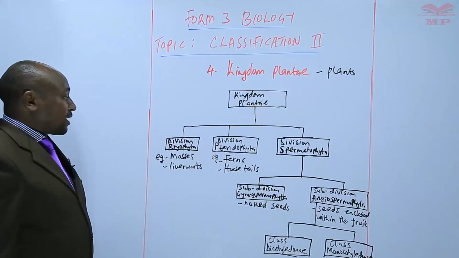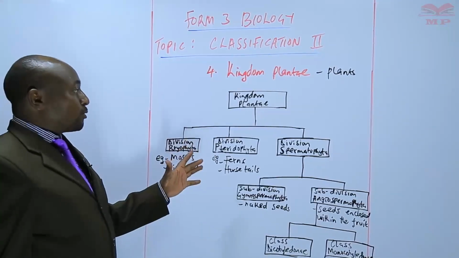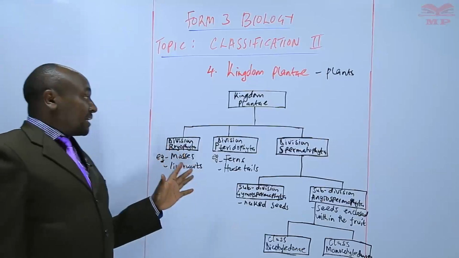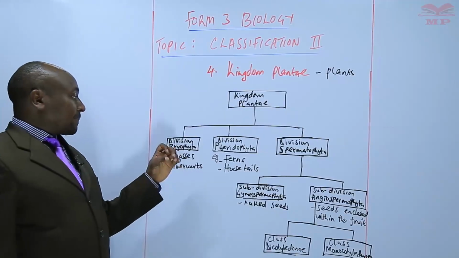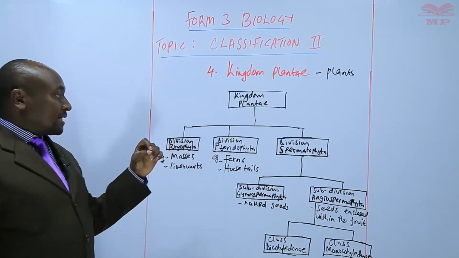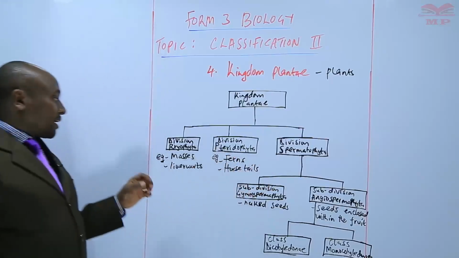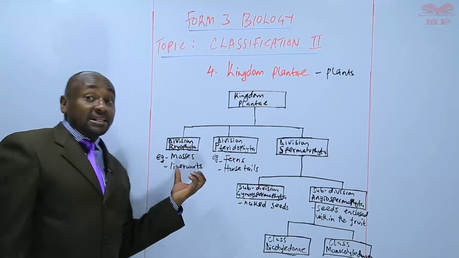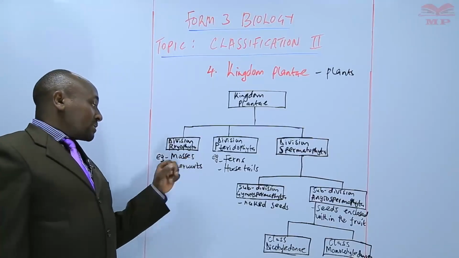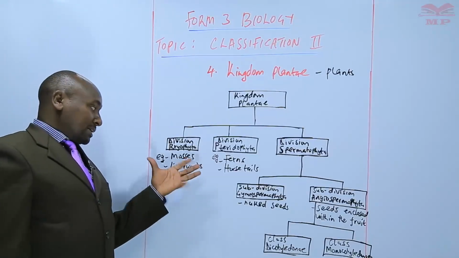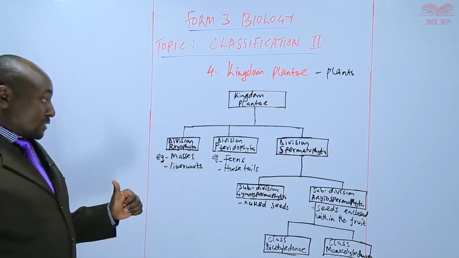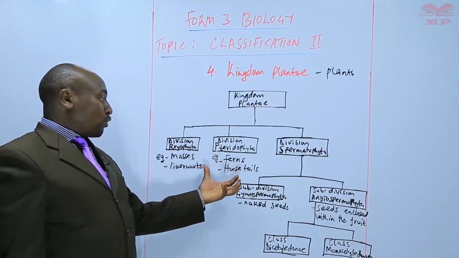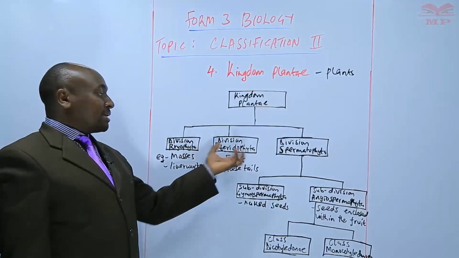So basically, this is a summary of the entire Kingdom Plantae. We have 3 divisions that we shall be studying: division Bryophyta, division Pteridophyta, division Spermatophyta. Division Bryophyta, which I have said are the least advanced. We have the mosses and the liverworts, and so on and so forth. Division Pteridophyta, we have the ferns and the horsetails. These ones are a little bit more advanced.